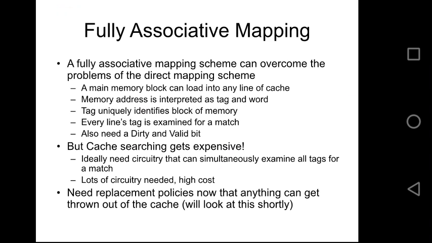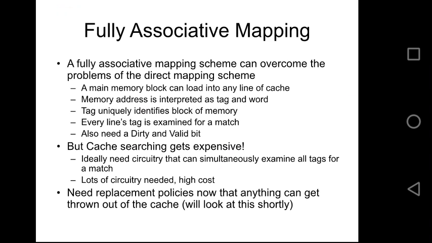But cache searching gets expensive. Why? Because fully associative mapping needs some extra hardware that can simultaneously examine all the tags for a match. Lots of circuitry is needed. So when you require hardware, its cost would be high.